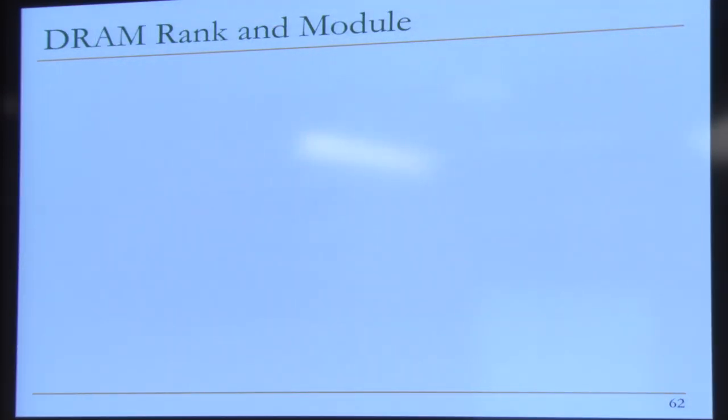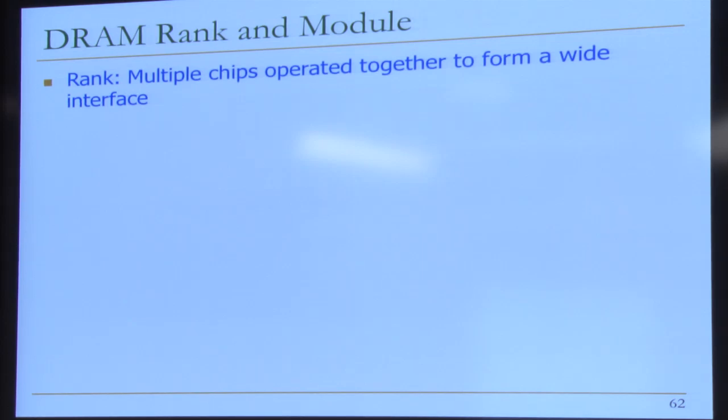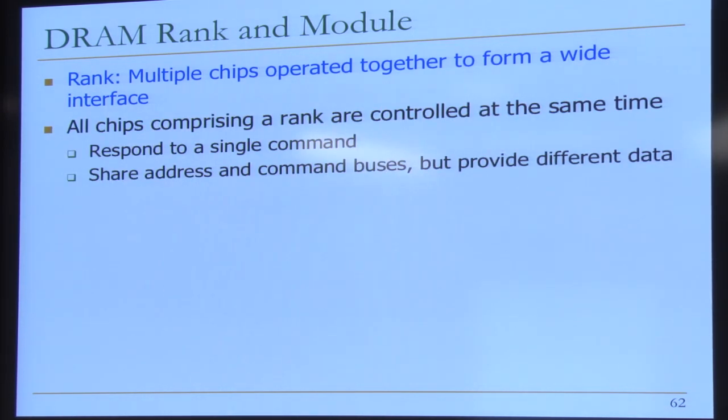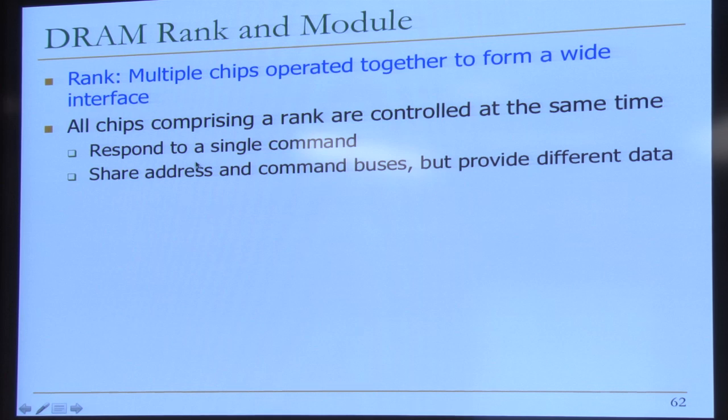OK. So let's go to the DRAM rank and module. Rank, as we've discussed before, is multiple chips operated together to form a wide interface. And this is called a rank because it's the same as a rank of soldiers, right? You give a command to a rank of soldiers, they all do the same thing, right? Hopefully. DRAM chips are hopefully more predictable than humans. All chips comprising a rank are controlled at the same time. They respond to a single command. They share address and command buses, but provide different data, basically.